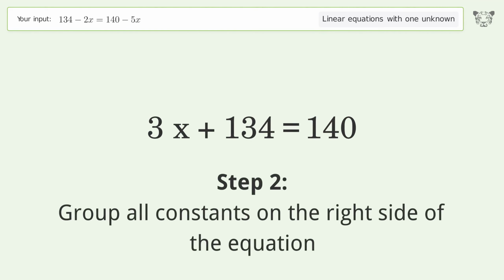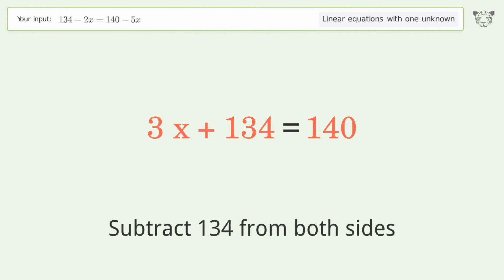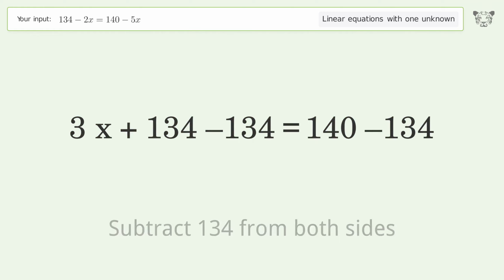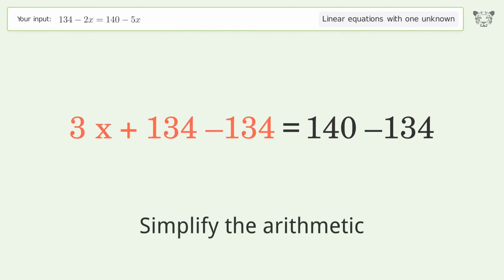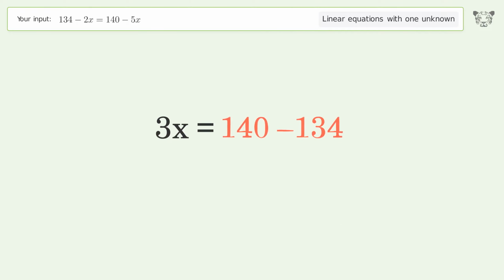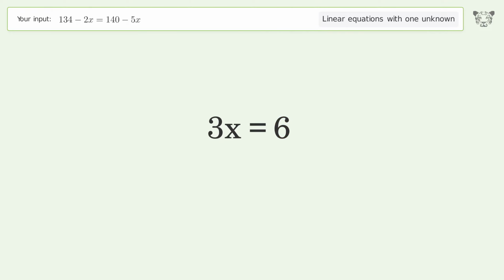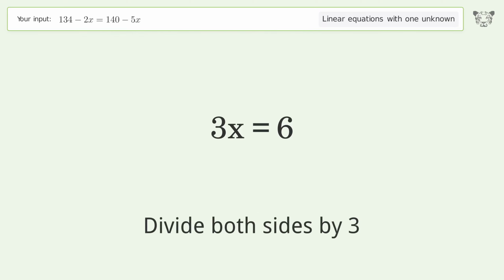Group all constants on the right side of the equation. Subtract 134 from both sides. Simplify the arithmetic. Isolate the x. Divide both sides by 3.